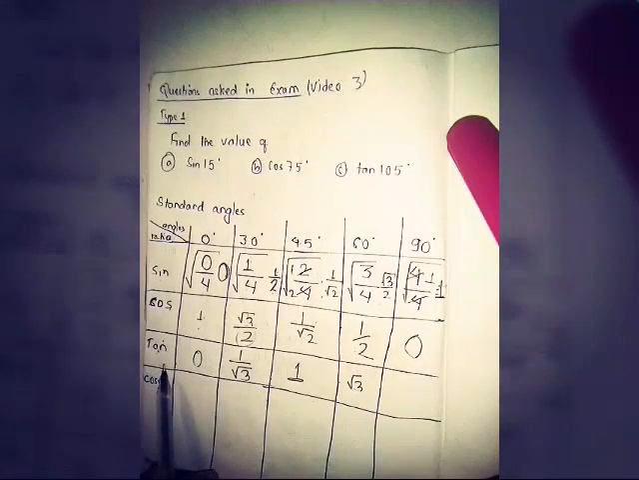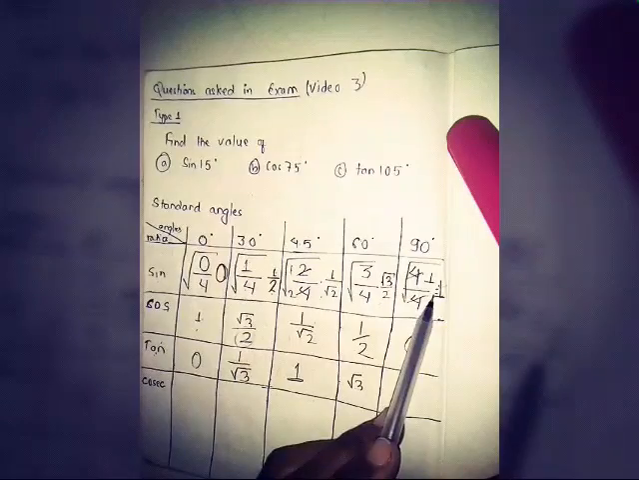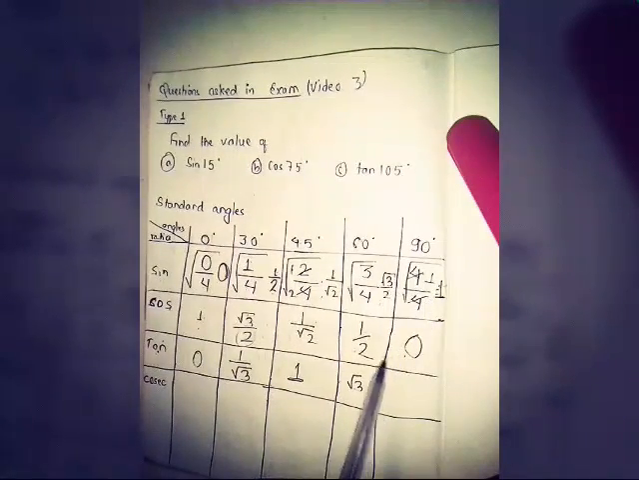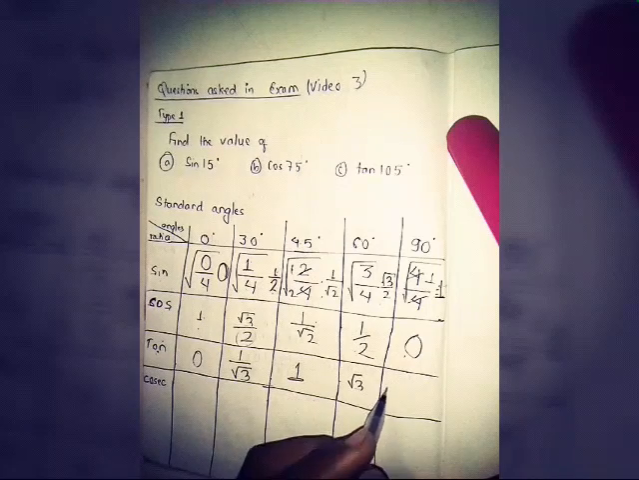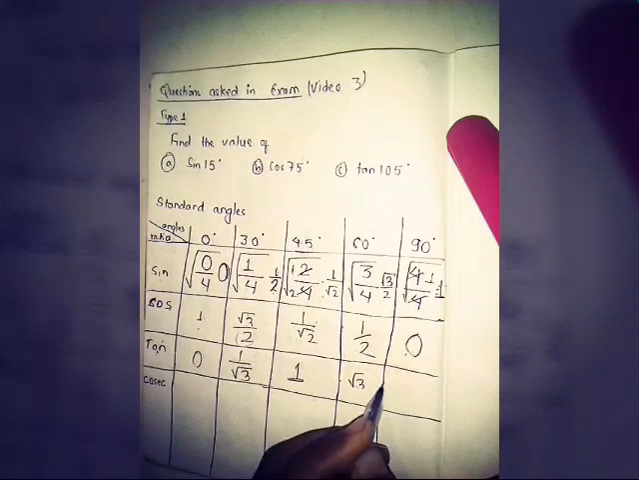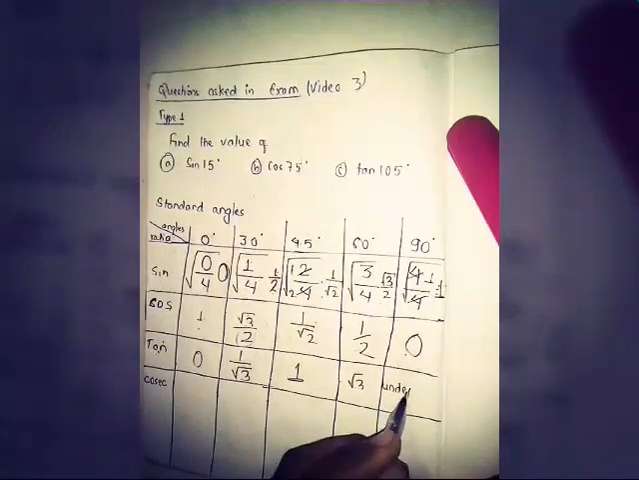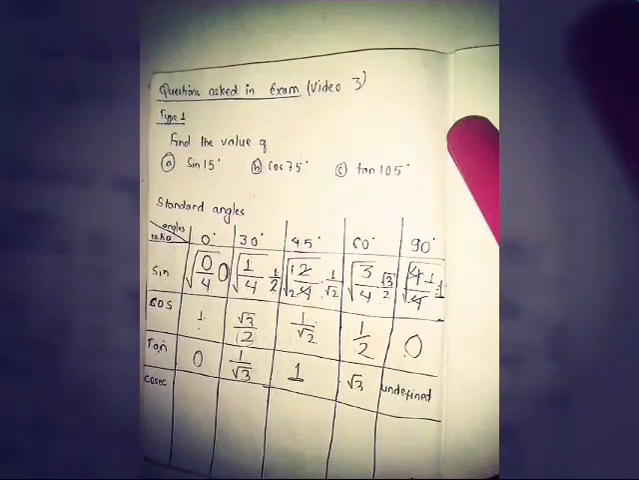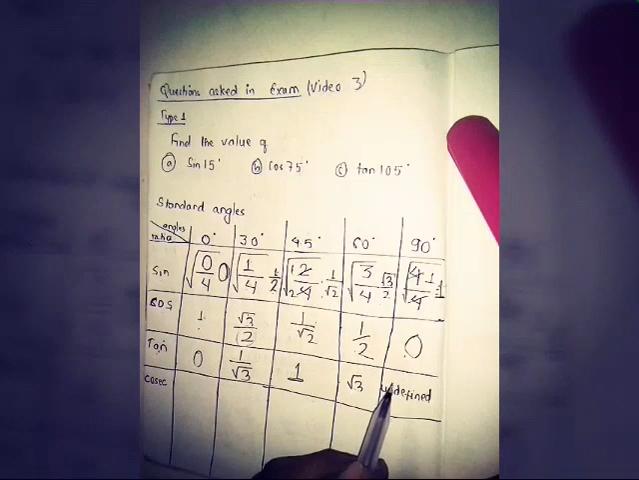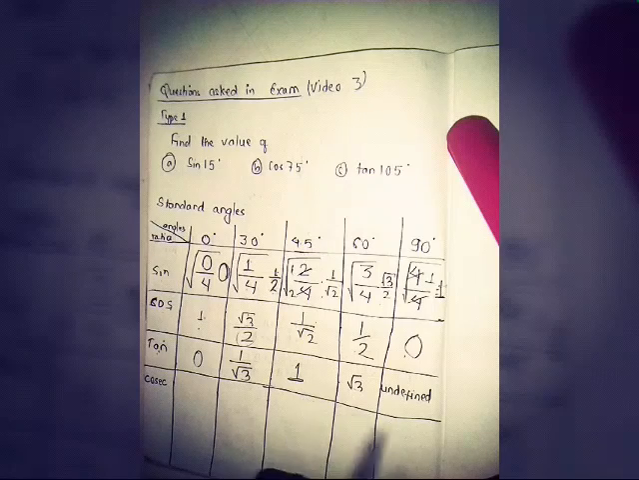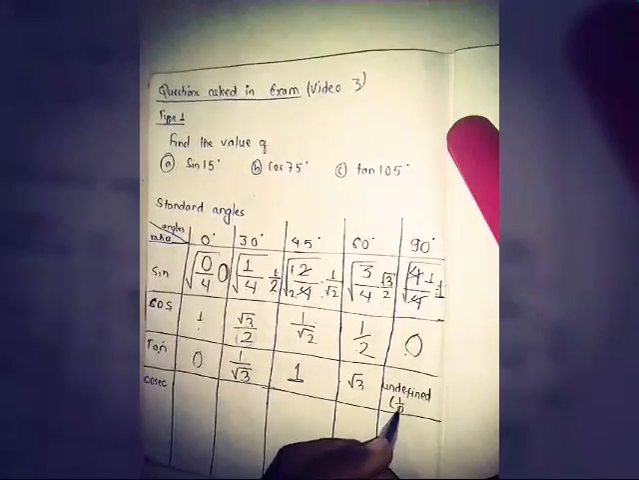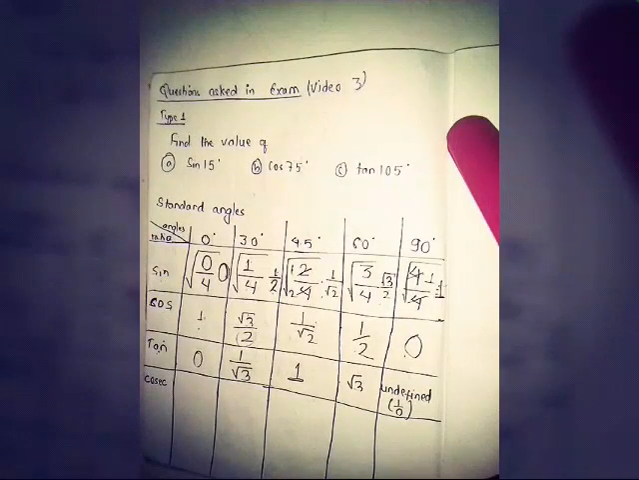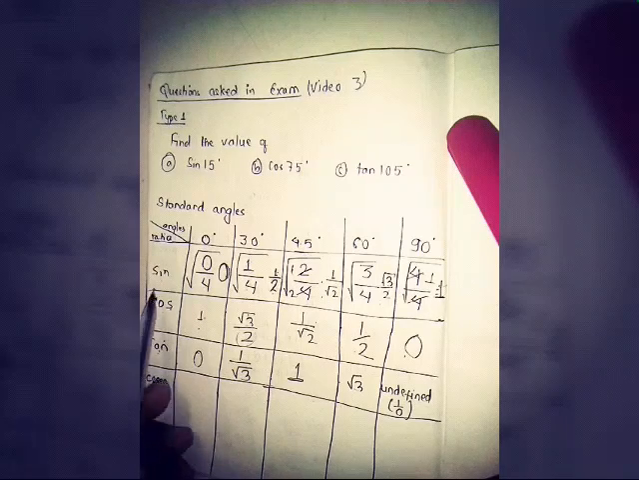If you come to tan 90 degrees, that is 1 divided by 0. Now 1 divided by 0 is something that we don't know, that is undefined. We cannot define it, it doesn't have any proper value, so I'll write it here: undefined. Sometimes you may have seen the symbol of infinity, but we don't call it infinite. Infinite means a very large number, and undefined means it cannot be defined. Or sometimes we simply write the value 1 by 0.